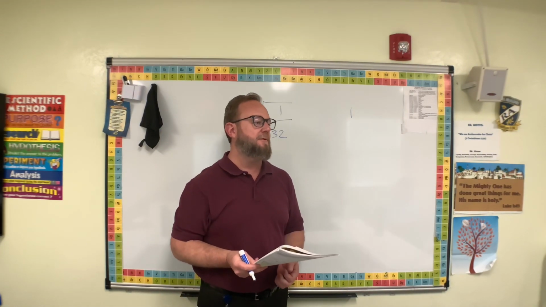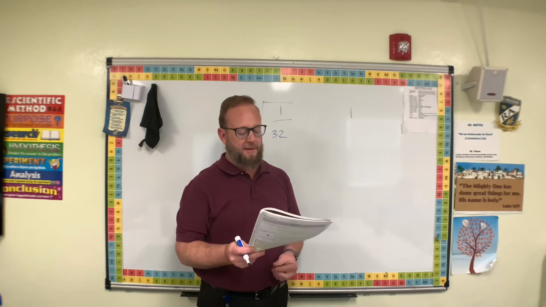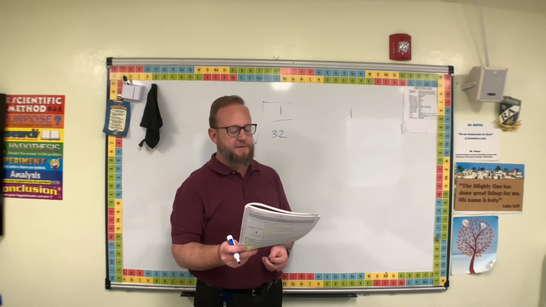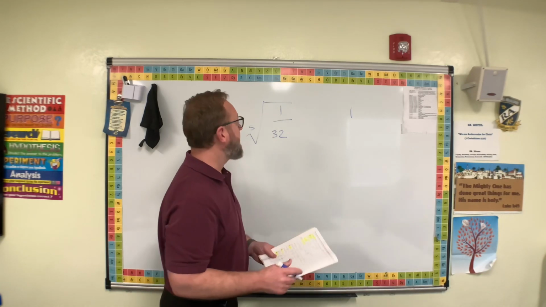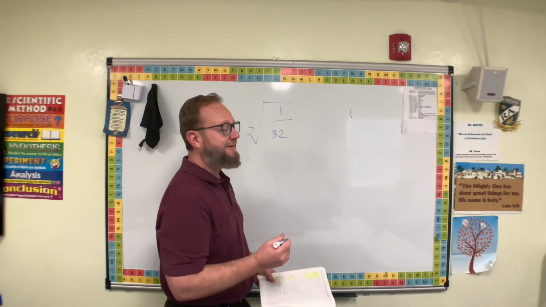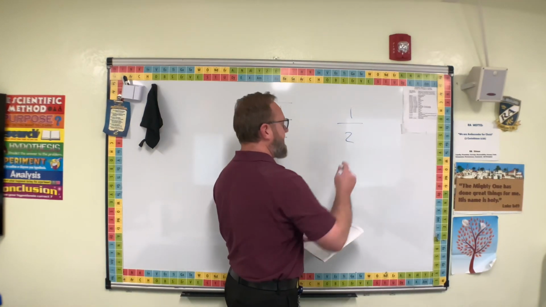What's the 5th root of 32? 2. You would find that that's 2. And then 2 on the bottom gives you 1/2.